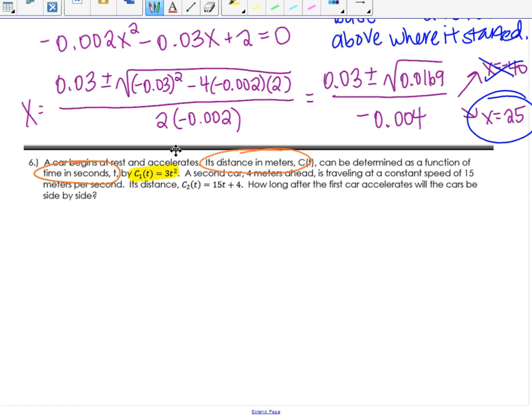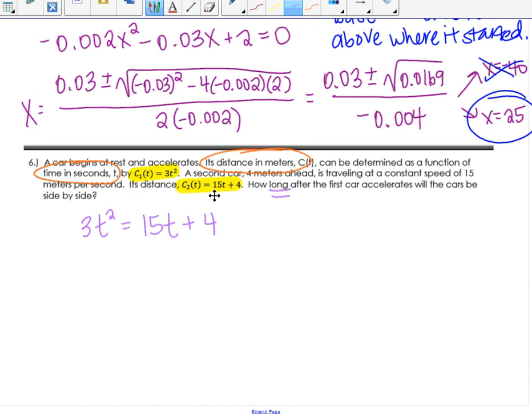And a second car is 4 meters ahead and traveling at a constant speed of 15 meters per second. And then it gives us that equation based on its data. And it says, how long after the first car accelerates will the cars be side by side? Okay, so we want the distances to be the same. And we are looking for the actual answer of x because we're looking for how long. So that's time in seconds. So I'm going to take 3t squared, set it equal to 15t plus 4.